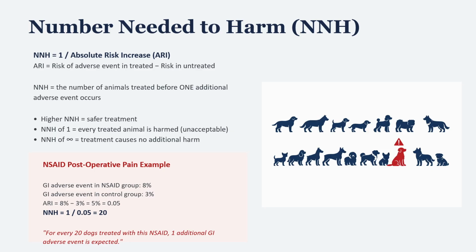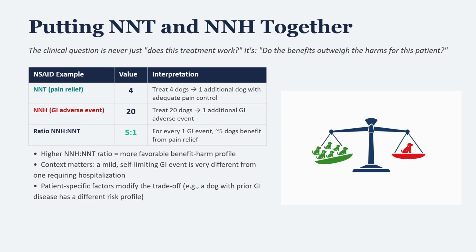Whether that trade-off is acceptable depends on the severity of the pain, the severity of the GI event, and patient-specific risk factors. But now you have the numbers to have that conversation explicitly rather than vaguely. This is where NNT and NNH become genuinely powerful clinical tools: when you use them together.